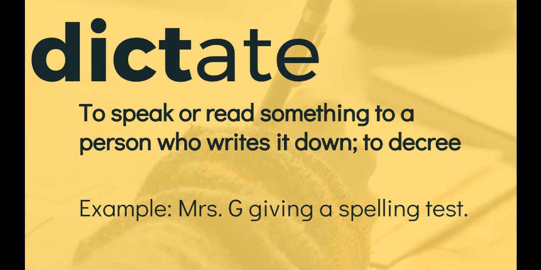Your next word is dictate. This is to speak or read something to a person who writes it down or to decree something. A good example of this is when I give you a spelling test. I dictate the words. I speak them to you, the class, and you write it down. I am dictating your spelling words to you.